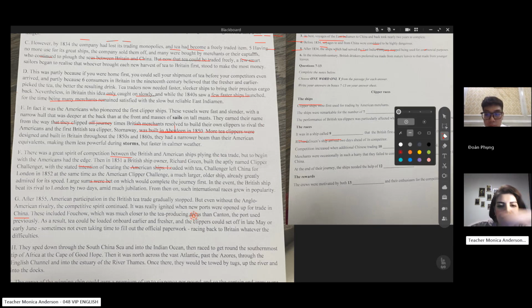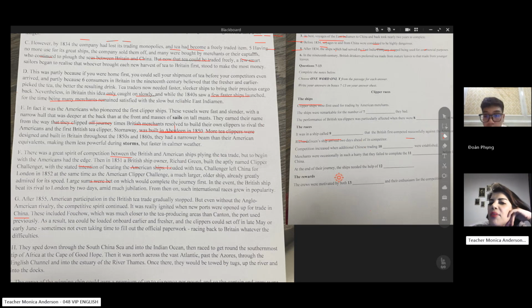So what happened? But without the robbery, the competitive spread continued. Made it when the new products were pulled up. Okay, these included. So let's check the question again. Competition increased when additional Chinese trading tea. What? Trading tea. Okay, let's see the included. Which one's the closest? Trading tea, you mean? Yes. So where did you find it?